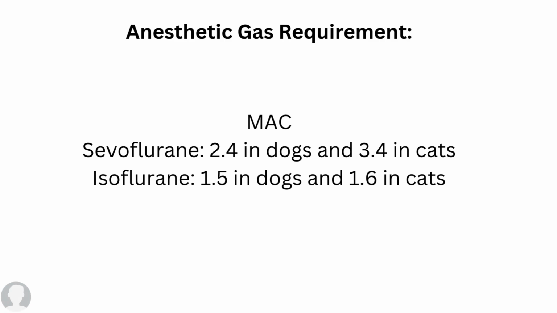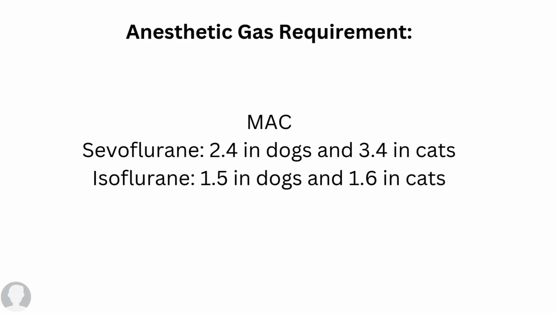Another important calculation that you must have ready before working with your patient is the anesthetic gas requirement. MAC is the minimum alveolar concentration to prevent movement in 50% of your patients. The MAC for isoflurane in dogs is 1.5 and in cats is 1.6. The MAC for sevoflurane in dogs is 2.4 and in cats is 3.4. These numbers are constant, but what does that mean exactly?